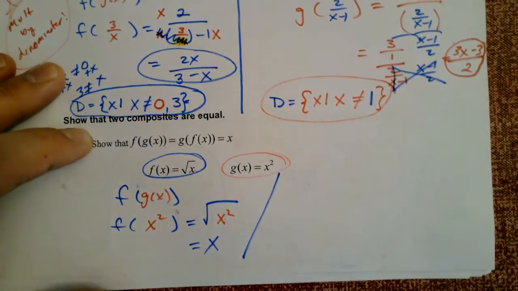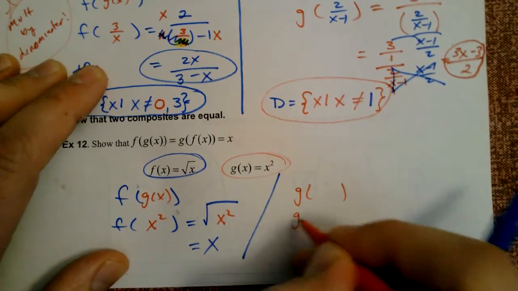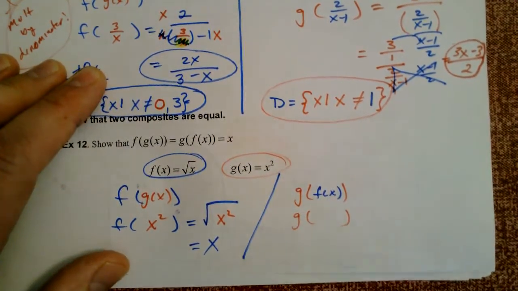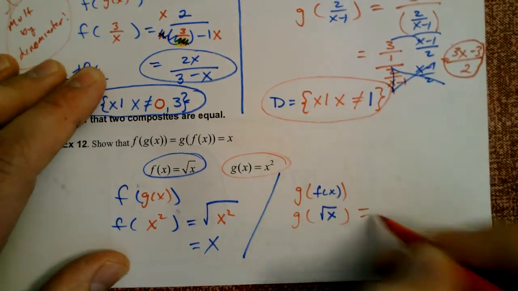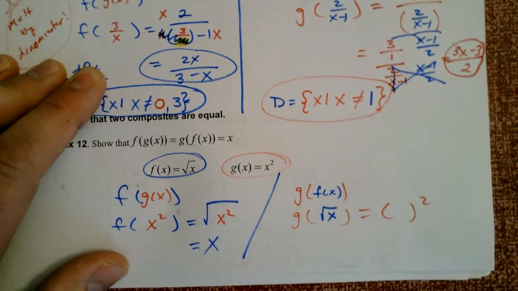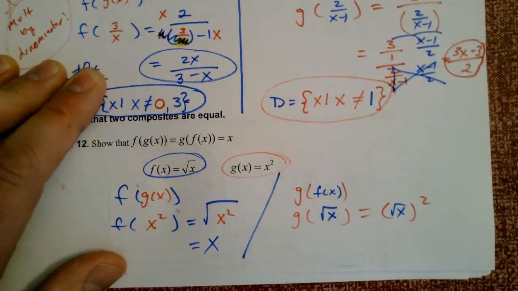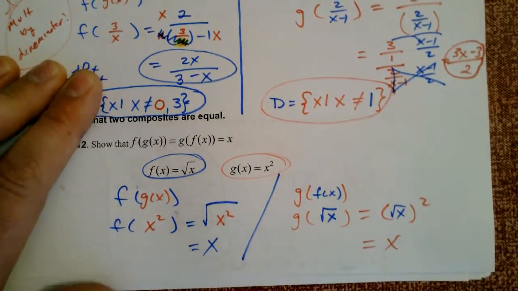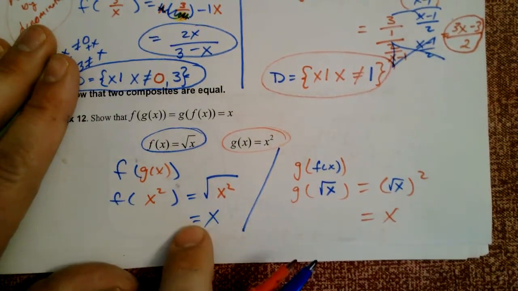And now I do the other way. I want to do g of f of x. f of x is the square root of x. Well, the g function says I square my input. Well, my input is this guy, the square root of x. And when I square a square root, I get what's inside, which is x. So I just showed that these two are equivalent to each other.